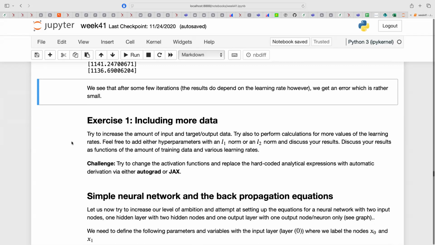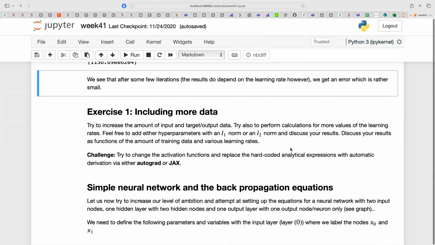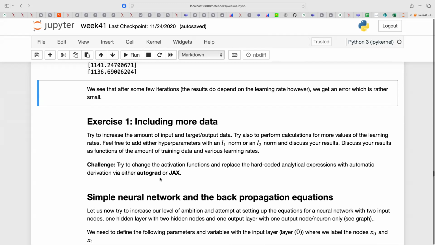So the first exercise next week is to try to increase the amount of input and data points and try also to perform calculations for more values of the learning rate. And then change these activation functions, which are hard-coded here, and also the cost function, with automatic differentiation. So that's going to be another part of the exercises next week, where you then can also bring in what you do this week. And everything you do now in these exercises is something you will reuse fully in the project, as you did in the previous case here.